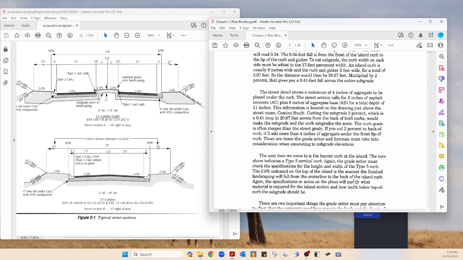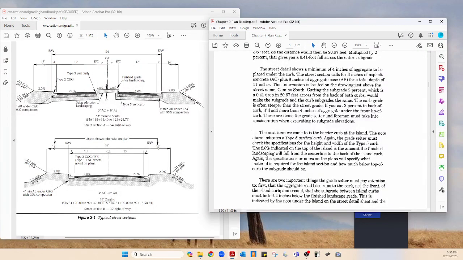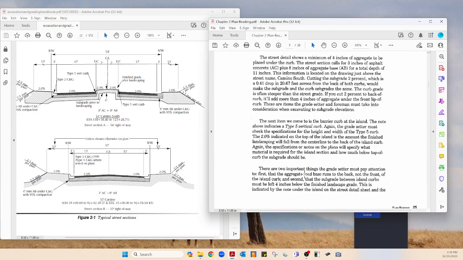Again, the specification of notes and plans will specify what material is required for the island section and how far below the top of the vertical curve the subgrade should be. There are two important things the grade setter must pay attention to. The first is that the aggregate road base runs to the back, not the front, of the island curve. You've got to go all the way to the back side of the vertical curve where this base is.